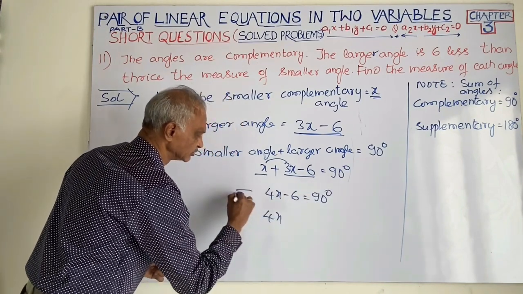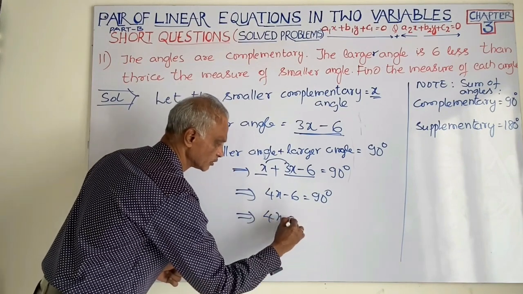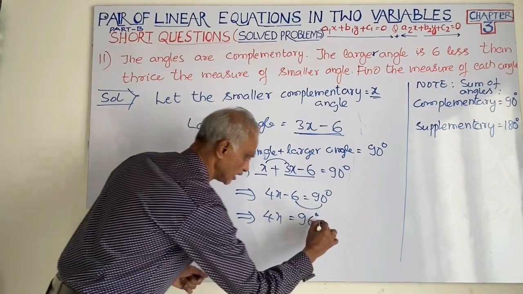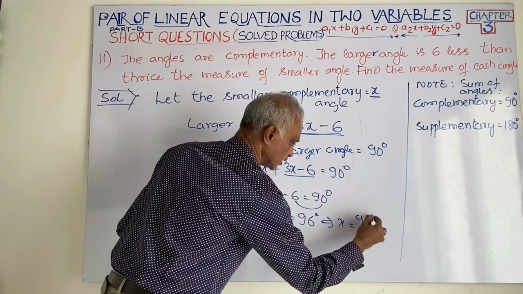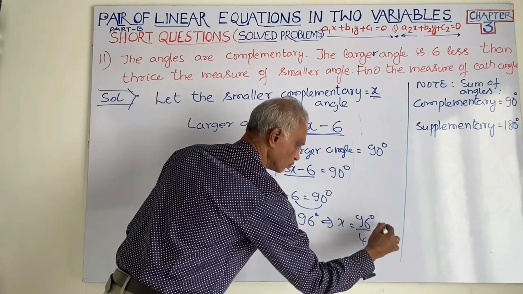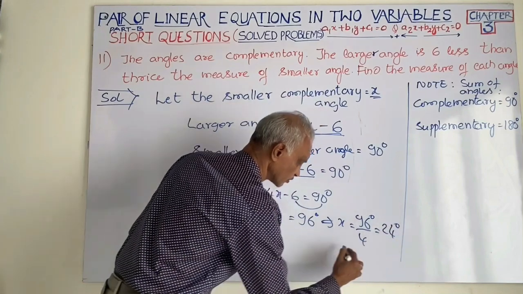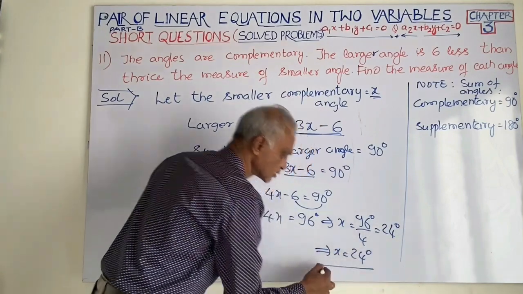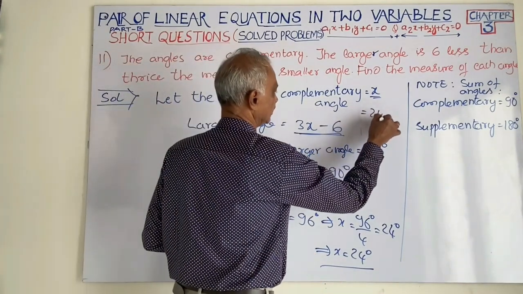4x is equal to 96 degrees. Then you will get x is equal to 96 degrees by 4. 4 2s are 8, 4 4s are 16, 24. See, x is equal to 24 degrees. The smaller angle will be 24 degrees.